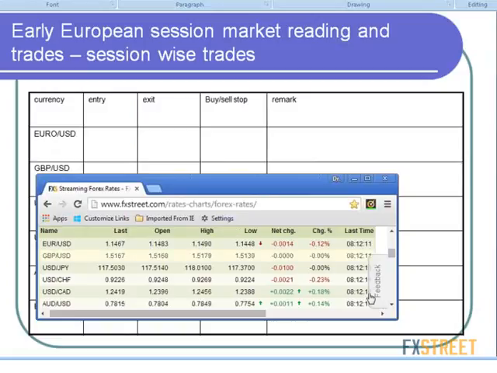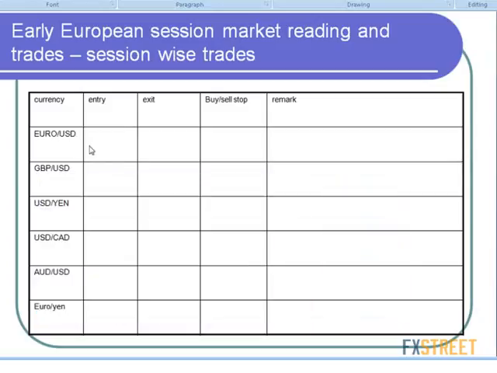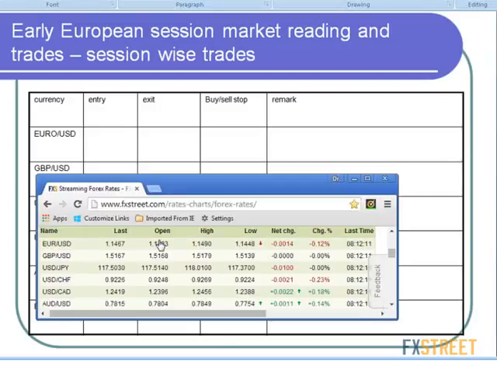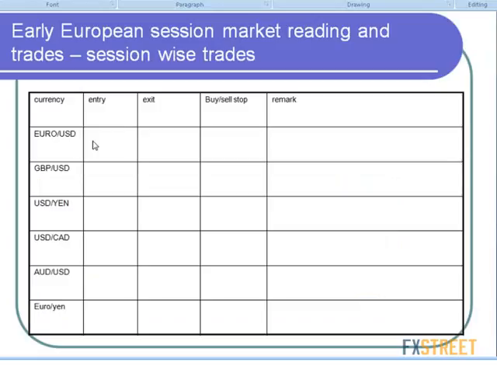In the case of Euro, it is not closer to the low, but in the middle level, 1.1467. We don't come across the bid and the ask here. This is the open price, and this is the high and the low. We have only one level here, the last price. 1.1467, we'll take a buy.